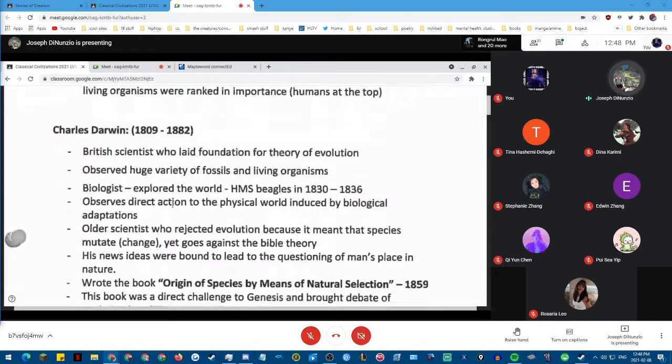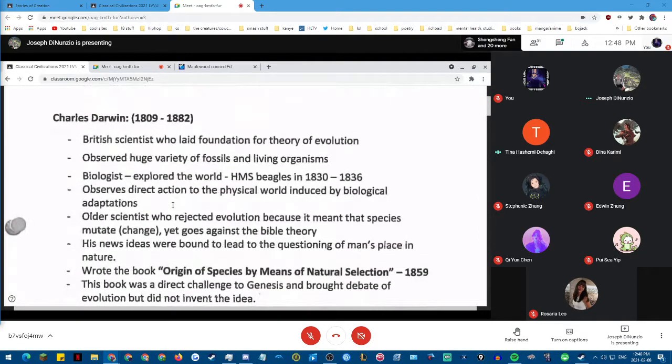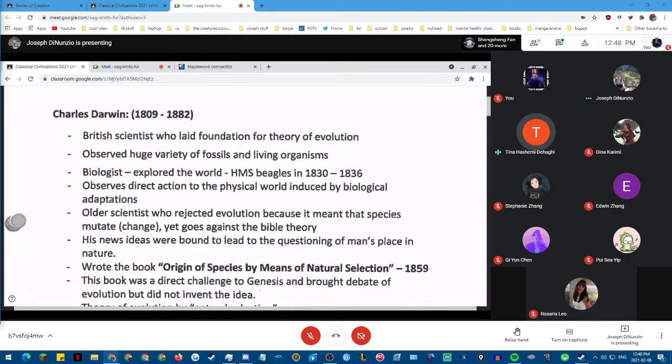So Tina, you could keep reading. All right, so Charles Darwin, from 1809 to 1882, was a British scientist who laid the foundation for the theory of evolution. He observed a huge variety of fossils and living organisms. He was a biologist and explored the world on the HMS Beagle from 1831 to 1836, and observed the direct action on the physical world induced by biological adaptations.